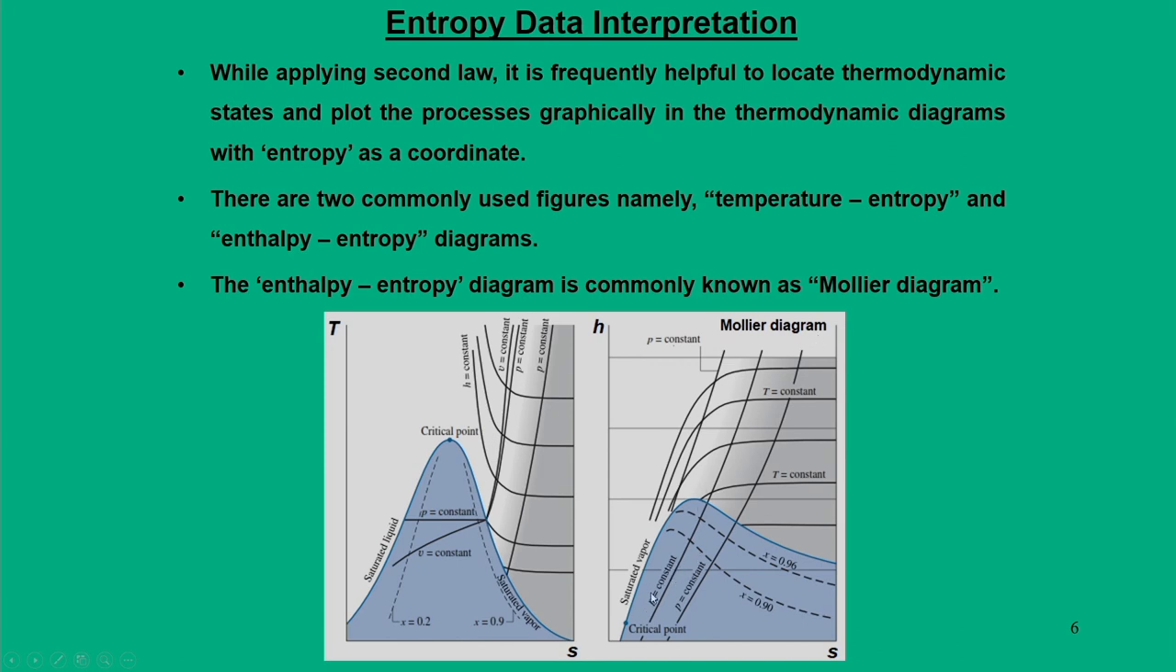You can see here, in this dome we have the saturated liquid region and the saturated vapor, and this is demarcated by the critical point Cp. Similarly, in the enthalpy-entropy diagram or Mollier diagram, various constant pressure lines, volume lines, and pressure-enthalpy lines are plotted. The entire idea of showing this is that while evaluating the data for entropy, one can use these graphical representations to calculate entropy as a thermodynamic property.